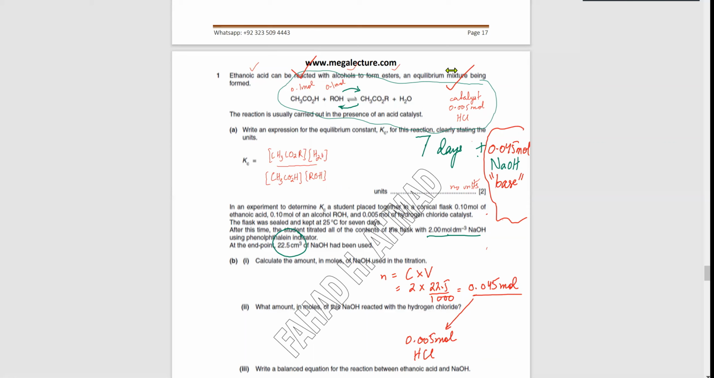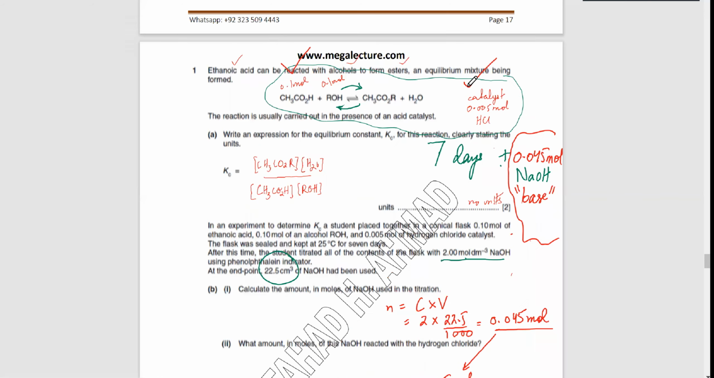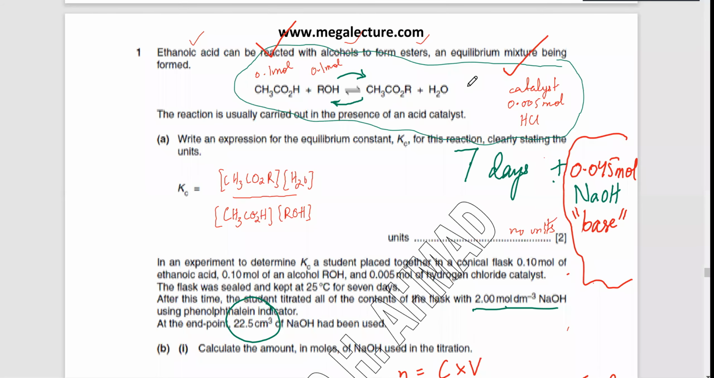I said, so we figured out that the moles of HCl are definitely not going to change because it's a catalyst, it remains completely unchanged. So when I titrated with NaOH, the NaOH definitely must have reacted. I mean, we all know that NaOH reacts with HCl. But there's 0.005 moles of HCl.